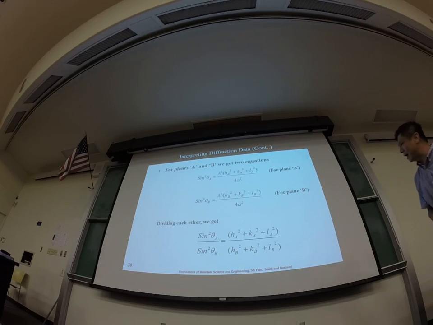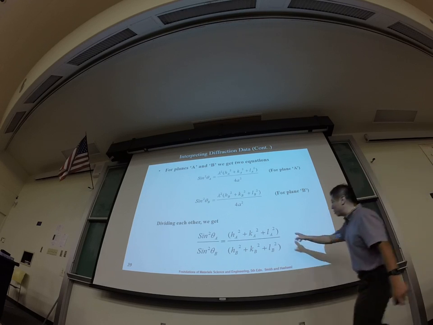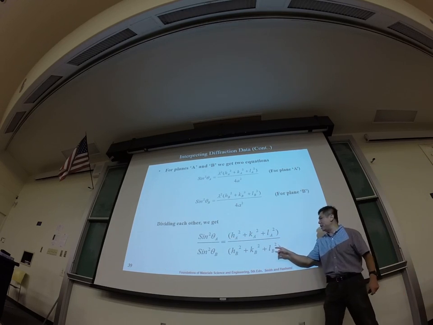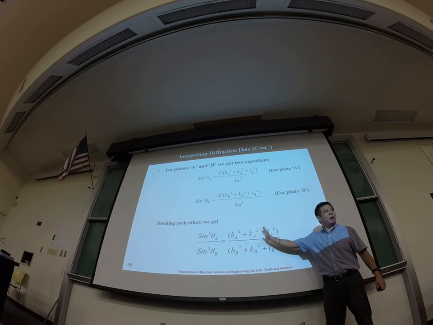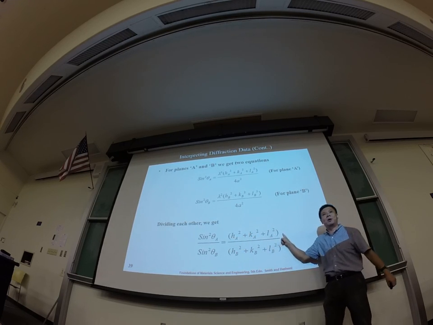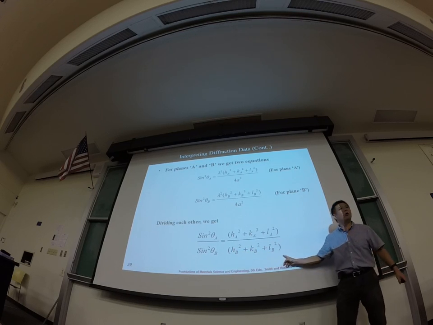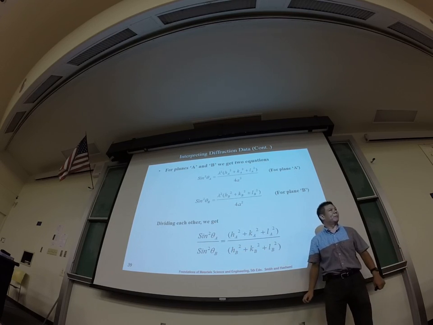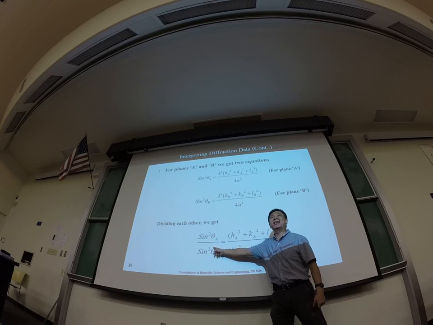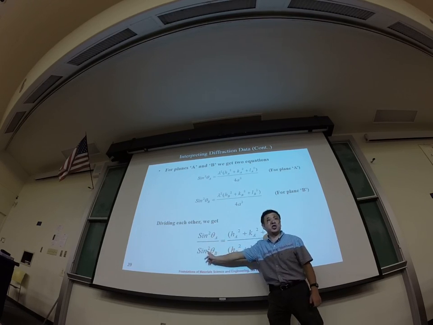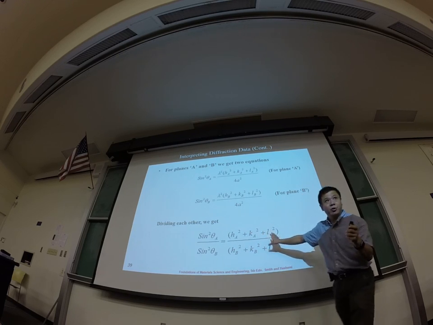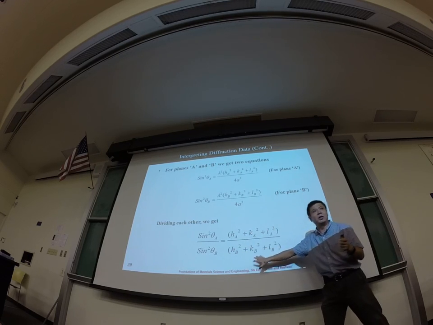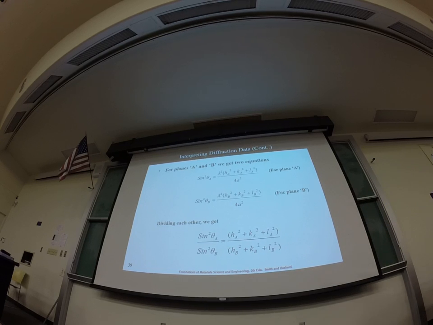Then what we get, because these numbers are usually known, for example, if we know h_A equals 1 for the A plane, the 1,1,1 plane, then this one is a fixed number. Suppose the B plane is the 1,1,0 plane, then that one is also a fixed number. Then their sine squared theta ratio should be a fixed number. That is the way I'm going to show you how we use this equation to determine the crystal structure.